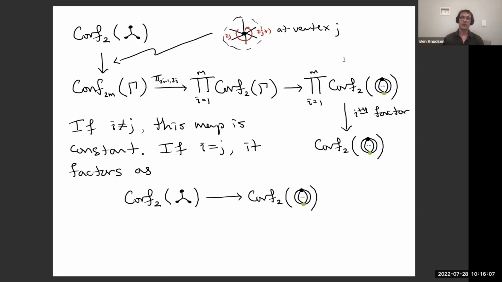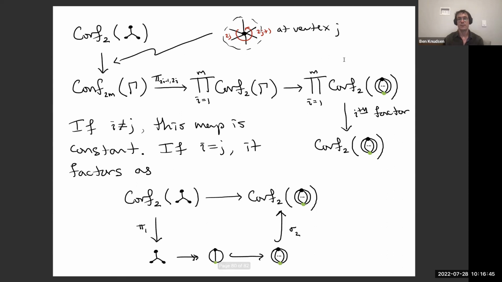So those two things have only one particle in common, which is particle 2j, right? So maybe it was like 2 and 3, and then I project onto 1 and 2. So that map, first I include particles 2j and 2j plus 1 orbiting at that vertex, and then I project onto 2j minus 1 and 2j. It factors as follows. So I project onto the first particle, and then I quotient down onto that graph, and then I include that into the larger suspension.